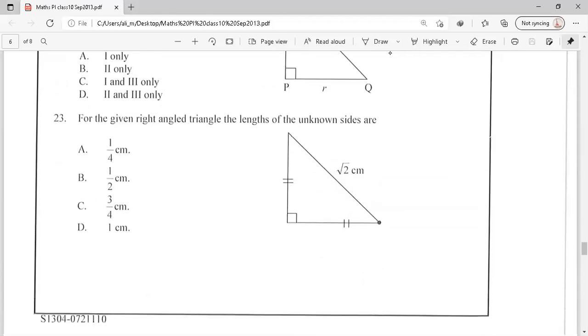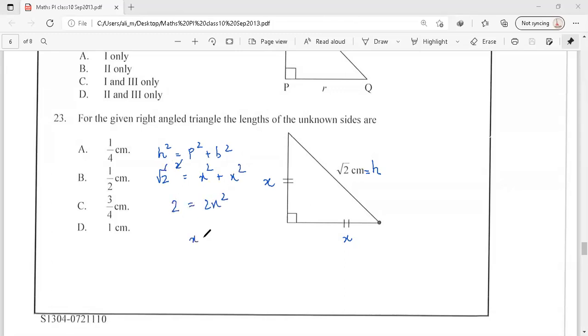Then let's see question number 23. For the given right triangle, we have to find the value of the unknown sides. As we can see, these two sides are equal, and we are given the hypotenuse of this right triangle. So let's apply the Pythagoras theorem, that h square is p square plus b square, and the hypotenuse is root 2. Its square is equal to x square plus x square. So 2x square will be equal to 2, and the value of x will be equal to 1. So option D is the right answer.